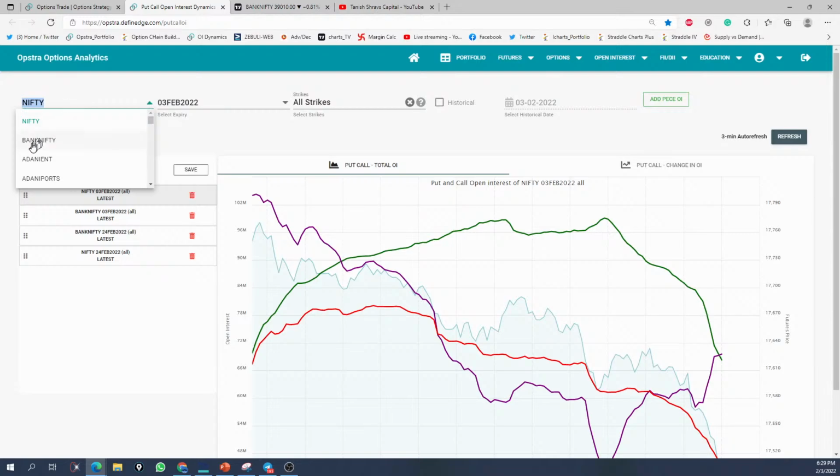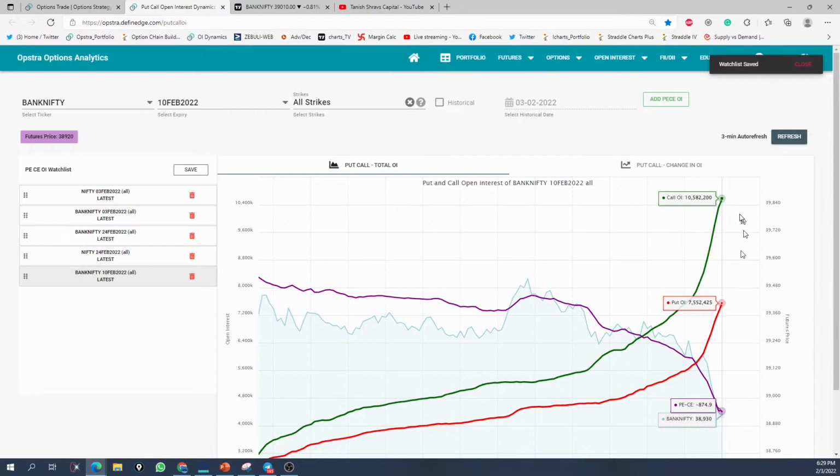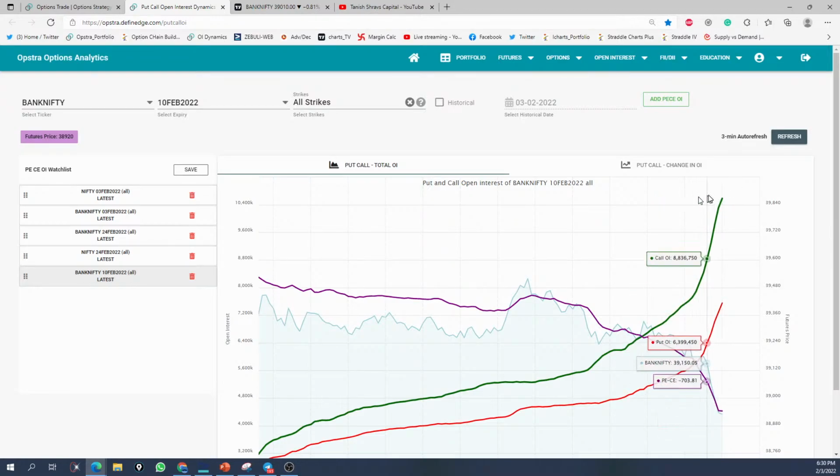So assuming that I wanted to take a view on 10th of February, if I wanted to add data, this data seems to be very low, right? You cannot take any direction because this is only 10 lakhs and this is almost 7 lakhs. Though there is a small difference between the call OI and put OI.